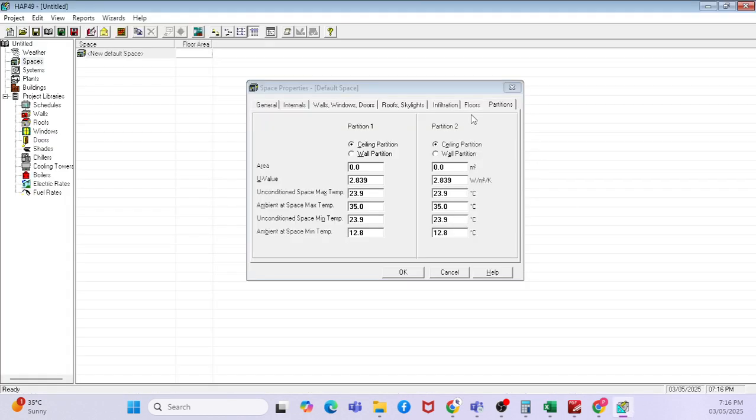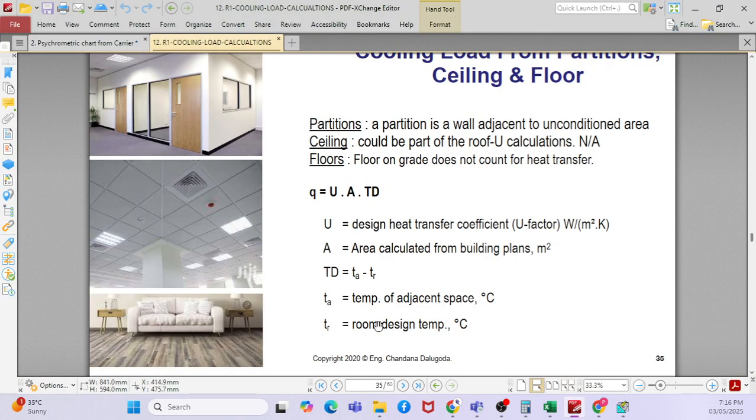If I go to my calculator, HAP thermal load calculations, partition, what I have here is the area, right? And I have a U value here. And can I see the temperature difference? Yes, the unconditioned space maximum temperature and the ambient space at maximum temperature. And what is the design condition? That will be taken from the system, the design temperature. So this is the ambient temperature of the adjacent spaces, and this is the design temperature, so you can get the delta T.